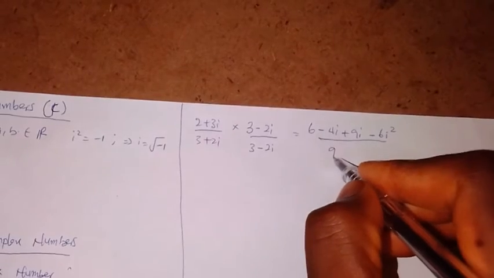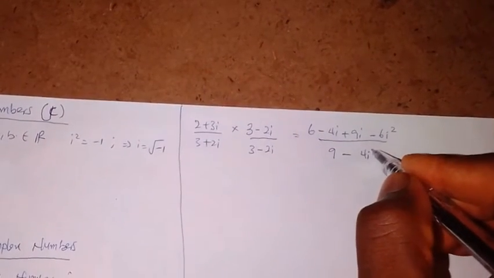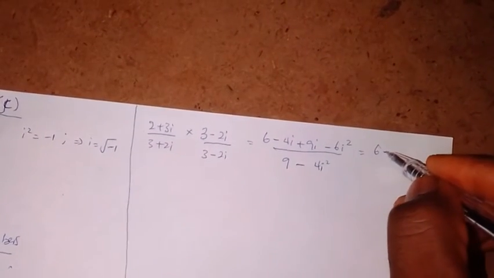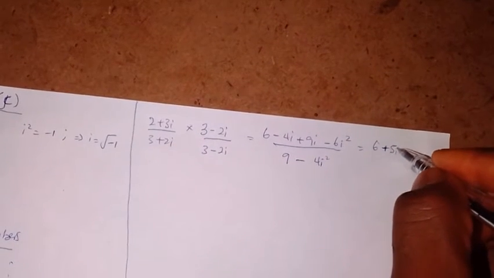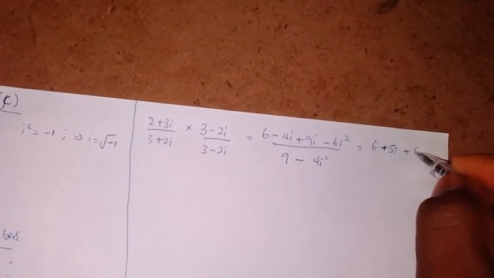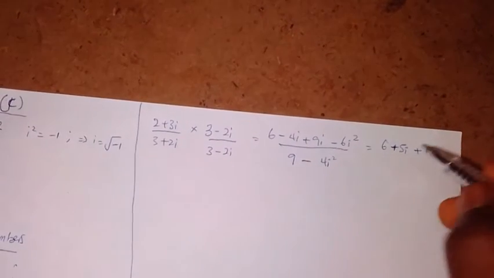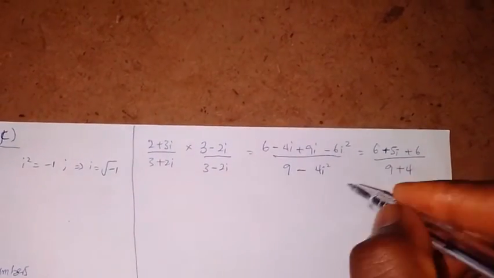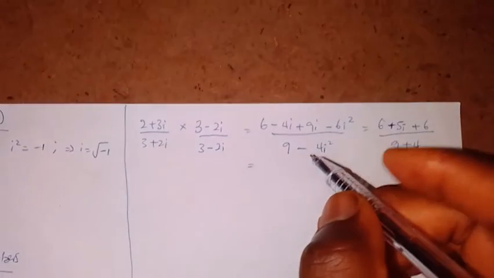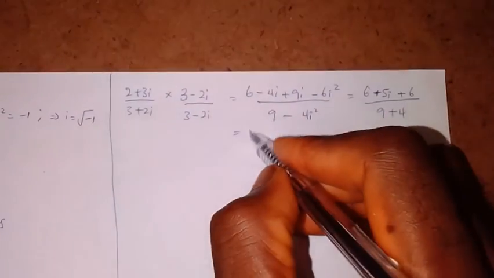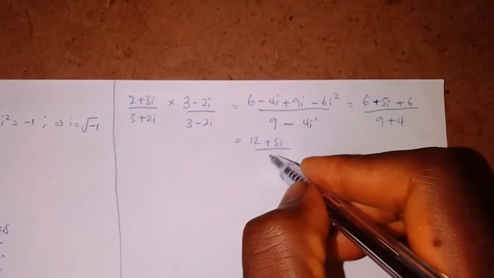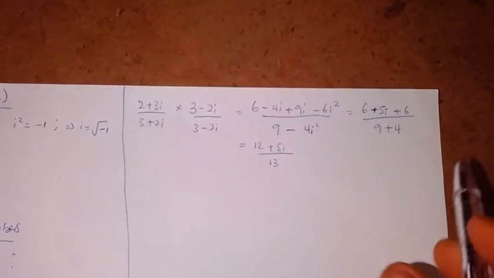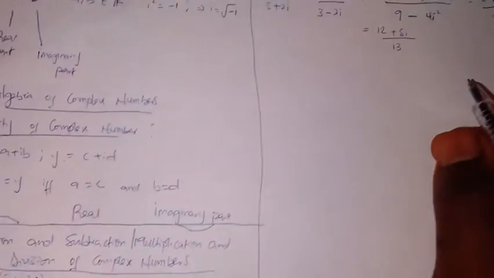All over, expanding this, I'm going to have 9 minus 4i squared. This now becomes 6 plus 5i. Then this should give me plus 6. Why? Because i squared is minus 1, times minus 6 becomes plus, over 9 plus 4, just as I did above there. In which case, I'm going to have 6 plus 6, that's 12, plus 5i, over 9 plus 4, there is 13. So just look through your addition and your expansion very well, and you're good to go for that question.